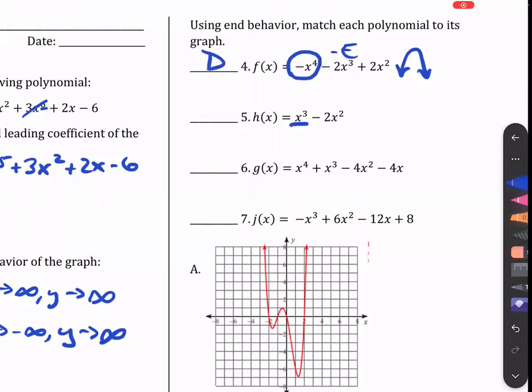For number 5 here, we have a positive odd function. That's going to look like our squiggle going up.